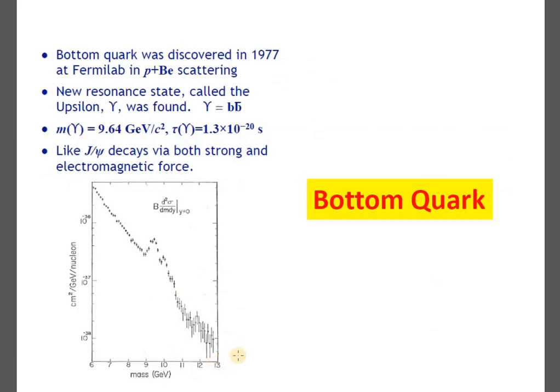Now, about the bottom quark, very briefly. It was discovered in 1977 at Fermilab with proton on beryllium scattering, where a new resonance state was found, and it was interpreted as a b b-bar quark state. You see the mass of it, it's much higher than that of the c quark. It's 9.64 GeV/c squared. And also, like the J/psi, it decays by both strong and electromagnetic force.